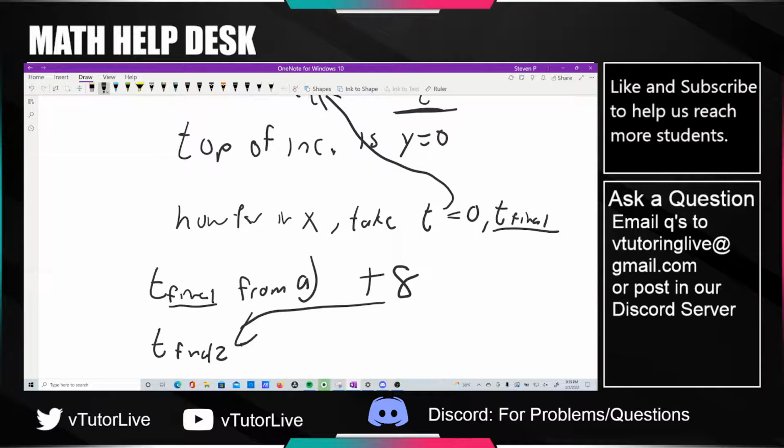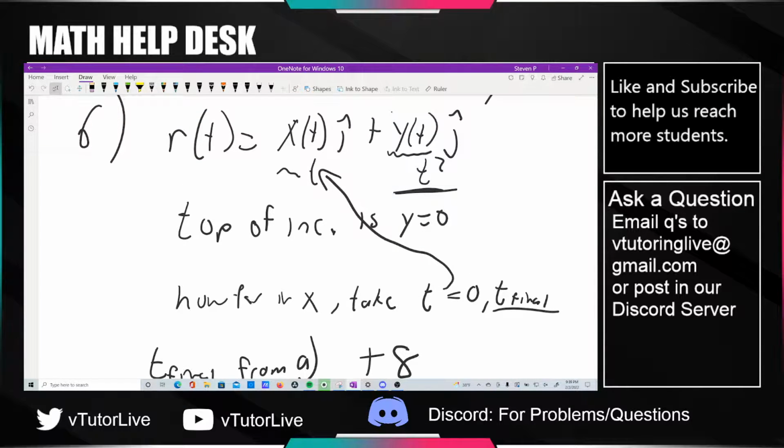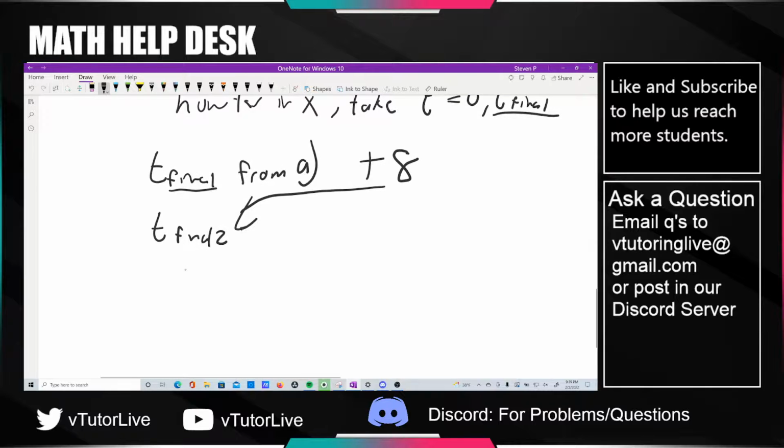Just plug in t final 2 into your x of t and y of t expressions to figure out its final coordinates. And lastly, convert the position vector of the ice cube when it melts from Cartesian to polar. Okay, so just take whatever your x and y were from part C, the previous part, and then just turn that into a radius and angle. I'm going to assume that you should be reasonably comfortable with that part, so I'm not going to go over it.